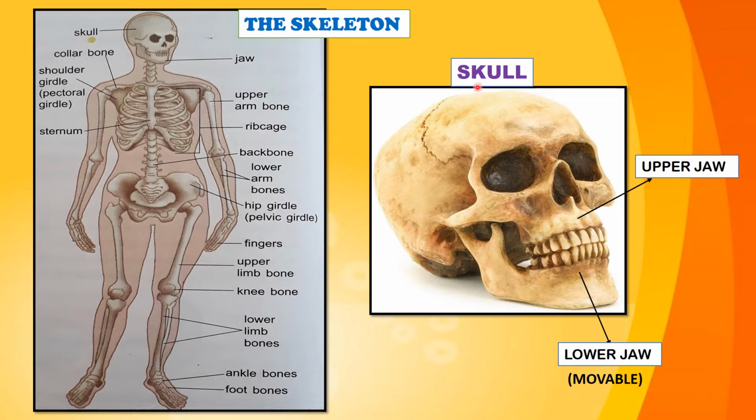First is skull. This is the uppermost part of the skeleton, which gives shape to our face and head. It protects the brain from any injury. Skull is made up of many small bones. All bones in the skull are fixed except the lower jaw. The movable lower jaw allows us to speak and chew food.